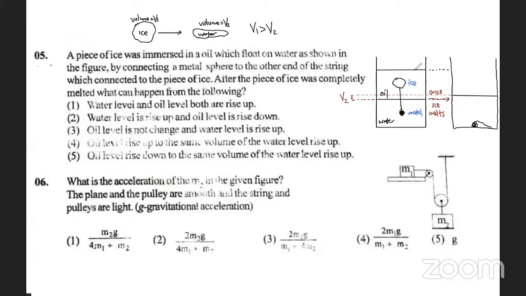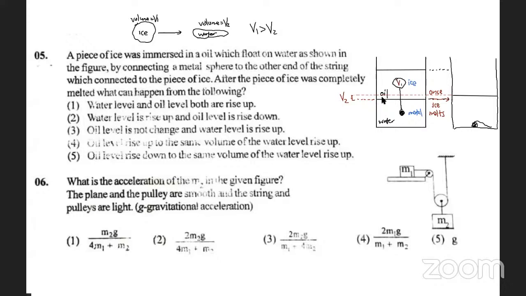And what will happen to the oil level? Will it go down or up? That's what we have to decide. This space of oil was occupied by ice, which has a volume of V1. Once ice disappears from there, oil level will go down. Correct, people? Now ice was taking up this volume of oil. Once it melts, it disappears. So oil level should go down by what volume, people? Oil level should go down by V1 volume.